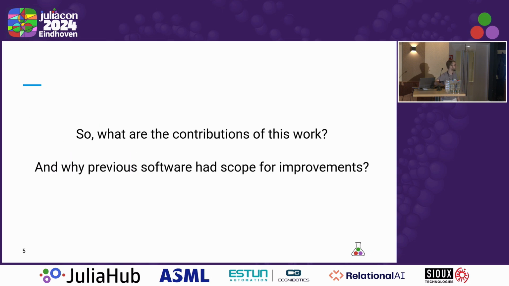Given that all of those libraries exist, why do we need to write DiffEqGPU ourselves, and why was previous software not perfect?